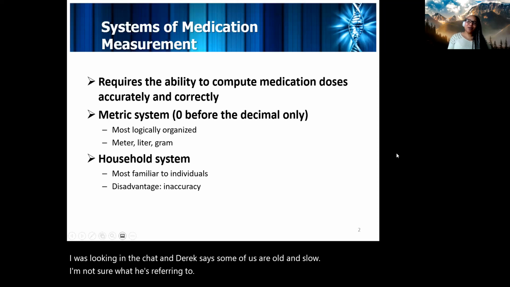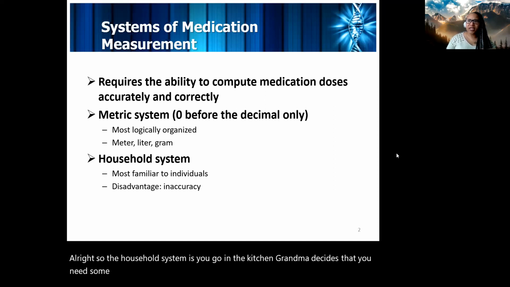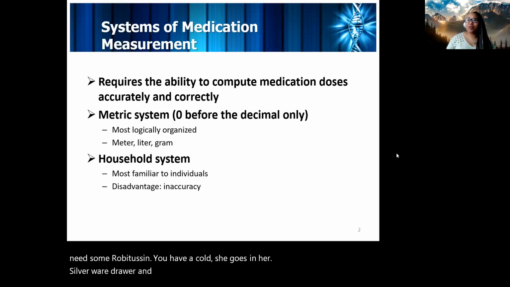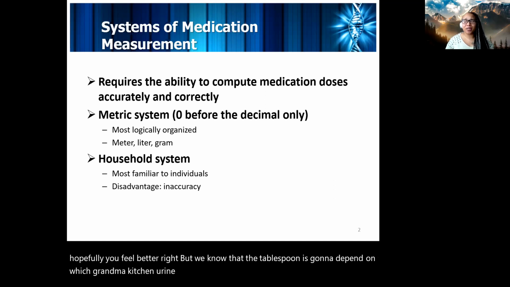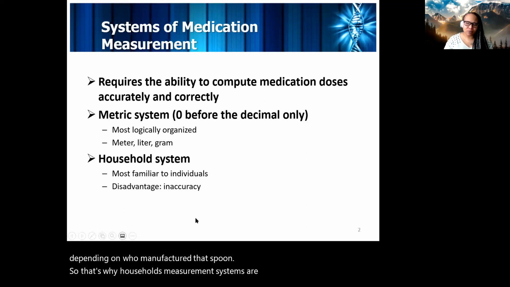All right, so the household system is, you go in the kitchen, grandma decides that you need some Robitussin, you have a cold, she goes in her silverware drawer and pulls out her tablespoon, she pours you some Robitussin, and hopefully you feel better, right? But we all know that the tablespoon is going to depend on which grandma's kitchen you're in, okay? So those sizes are going to differ depending on who manufactured that spoon. So that's why household measurement systems are usually inaccurate. We don't really use those.